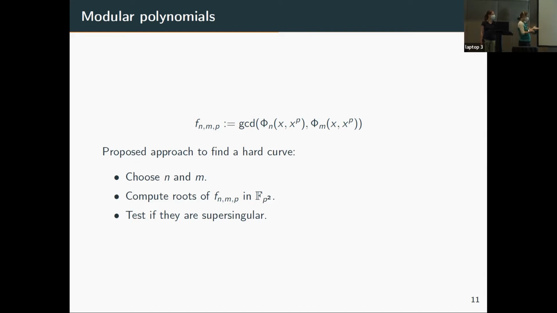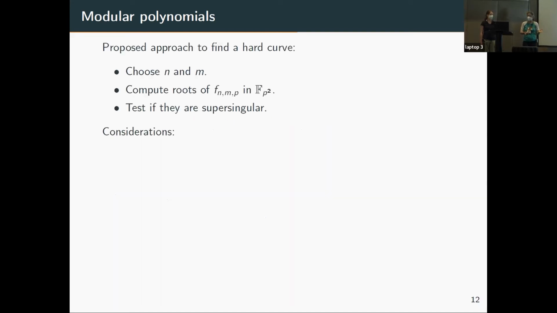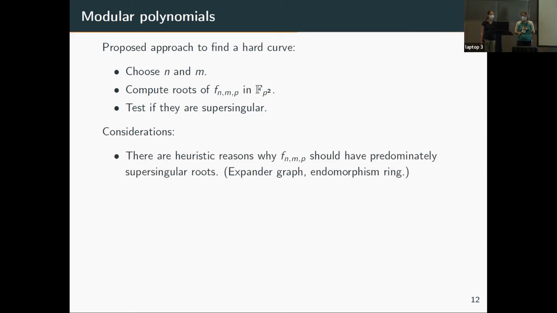Looking at this, you wouldn't necessarily have hope, but there are a few reasons why this might work. First, there are heuristic reasons why this GCD in particular should have predominantly supersingular roots, whereas the individual polynomials wouldn't. One way to see that is to think about the endomorphism ring, which is bigger in that case. When you have both an n- and an m-isogeny to your conjugate, and the Frobenius, you have a lot of endomorphisms of known degree: np, mp, and m. So you need a bigger endomorphism ring for that to happen. That's one heuristic reason.